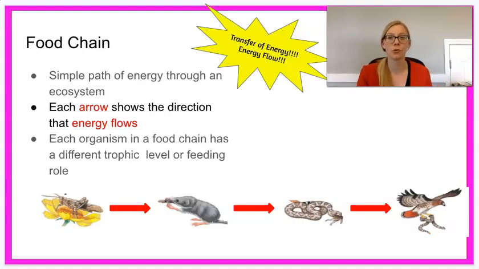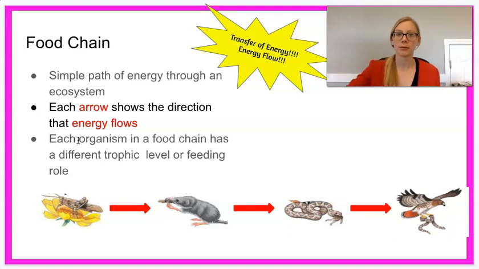So one way we can organize to visualize the flow of energy is through a food chain. A food chain is just a simple path of energy through an ecosystem. I'm going to highlight this again, a simple path of energy through an ecosystem. Okay, so each arrow shows the flow of energy.